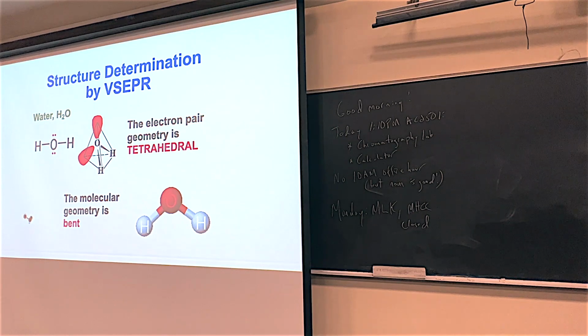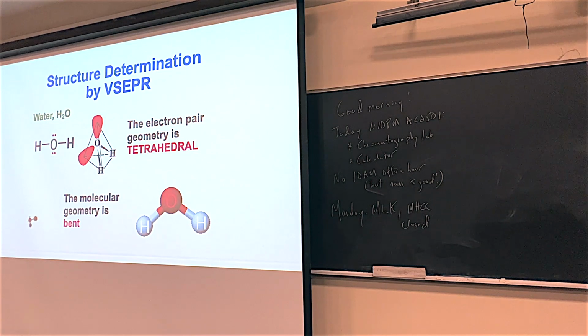Those 2 lone pairs in this picture, one's coming out of the screen and one's going into the screen, but they are there, all right? So water is not 180 degrees across. The Lewis structure absolutely looks like it's 180, but Lewis structures don't have any information on geometry.